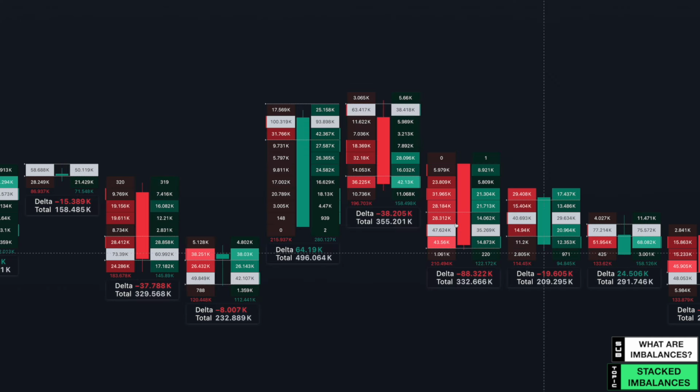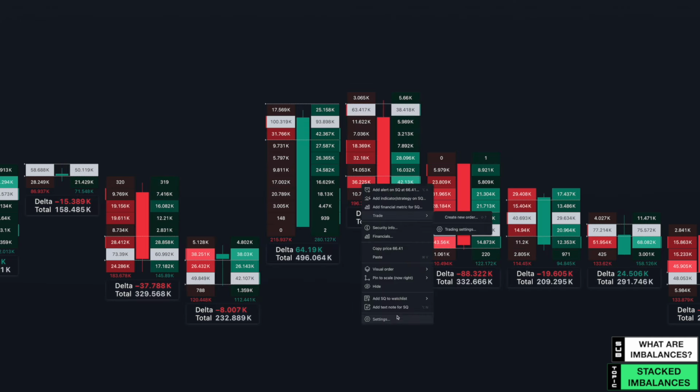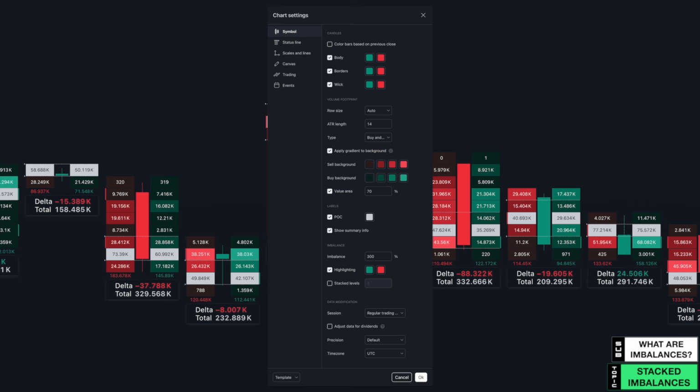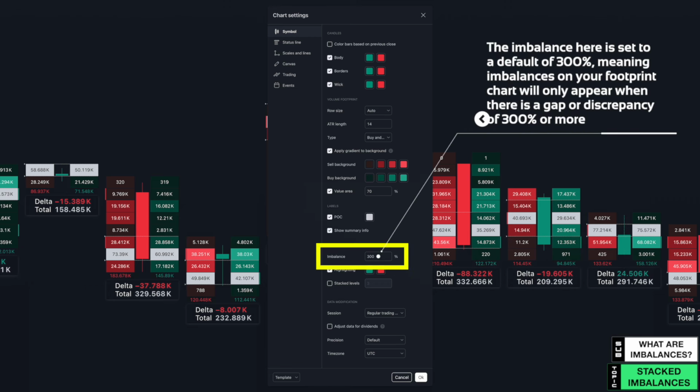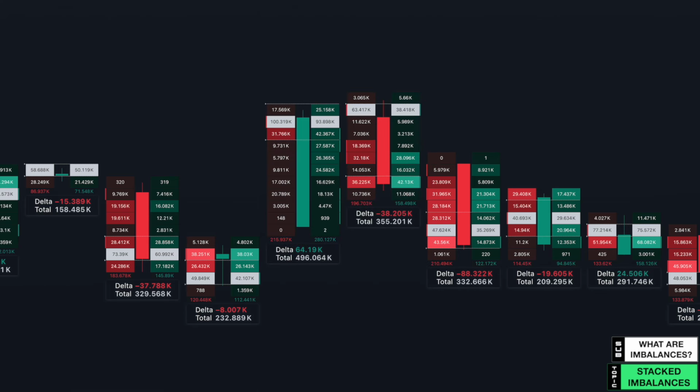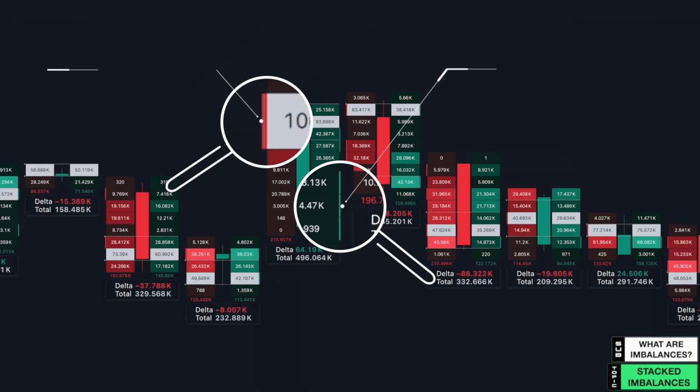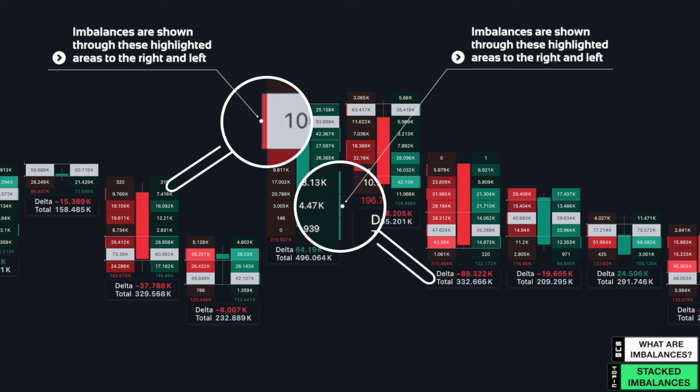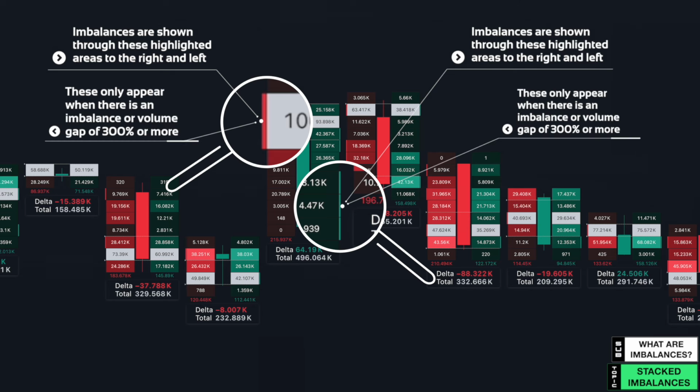When you right-click on your chart and go to settings, you can see that the imbalance here is set to a default of 300%, meaning imbalances on your footprint chart will only appear when there is a gap or discrepancy of 300% or more. Now, on your charts, imbalances are shown through these highlighted areas to the right and left. Again, they only appear when there is an imbalance or volume gap of 300% or more.